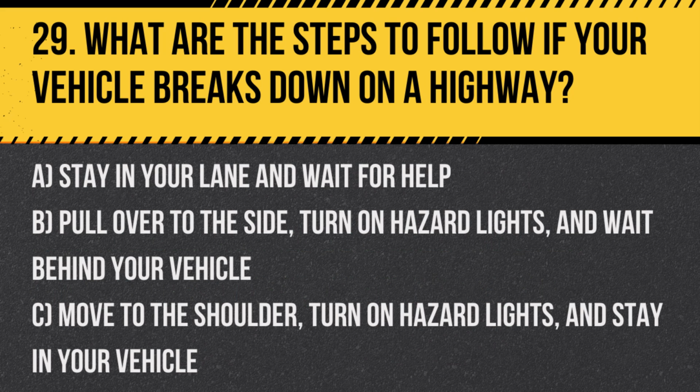Question 29. What are the steps to follow if your vehicle breaks down on a highway? A. Stay in your lane and wait for help. B. Pull over to the side, turn on hazard lights, and wait behind your vehicle. C. Move to the shoulder, turn on hazard lights, and stay in your vehicle. Answer. C. Move to the shoulder, turn on hazard lights, and stay in your vehicle. It's safest to stay inside your car and wait for help while making your vehicle as visible as possible.